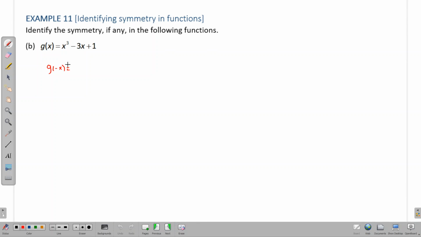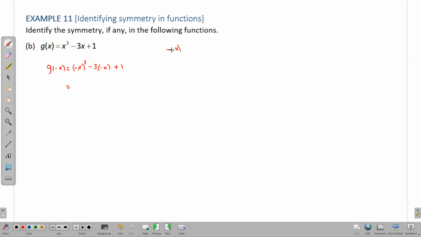But we're going to start the same way no matter what, g of negative x. So this is negative x cubed in parentheses minus 3 times negative x plus 1. Now we have a negative raised to an odd power, which means this negative is going to survive.